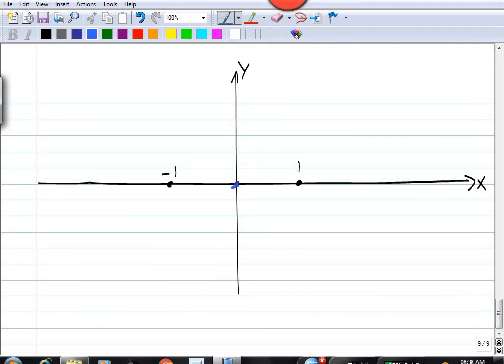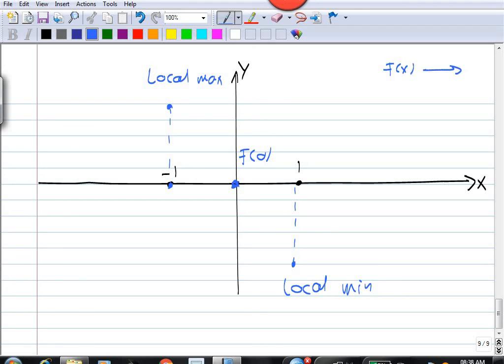Okay, so now we are in a position to sketch our function. Right, so we know we start over here, f at 0. At 1, we have a local minimum. At minus 1, we have a local maximum, right? f of x goes to infinity as x goes to infinity, and f of x goes to some real number L bigger or equal to 0 as x goes to minus infinity. Right. So let's see.